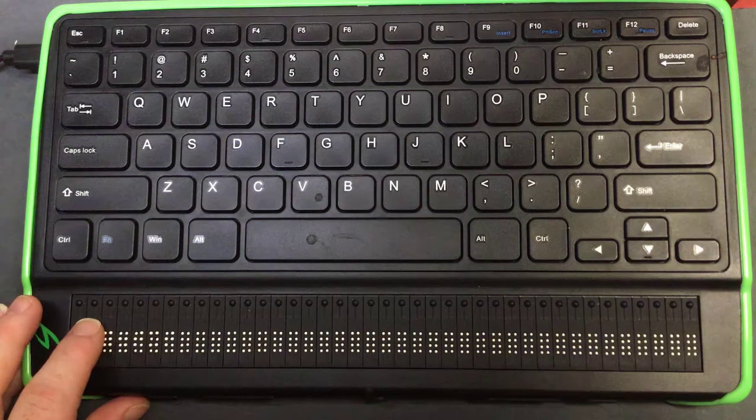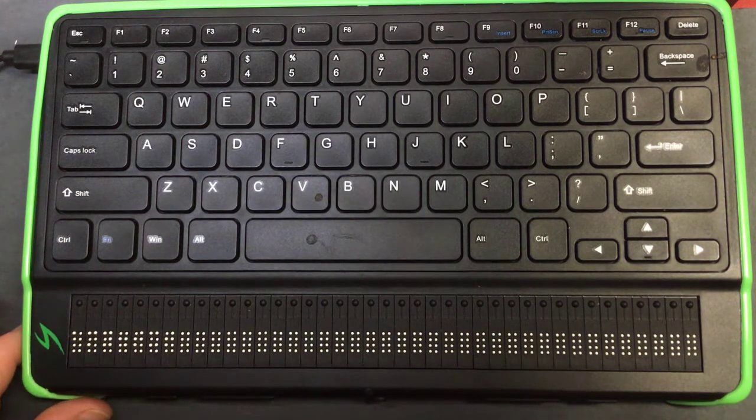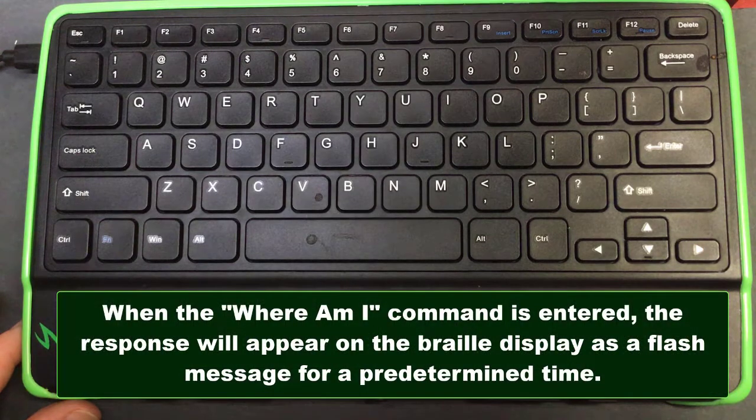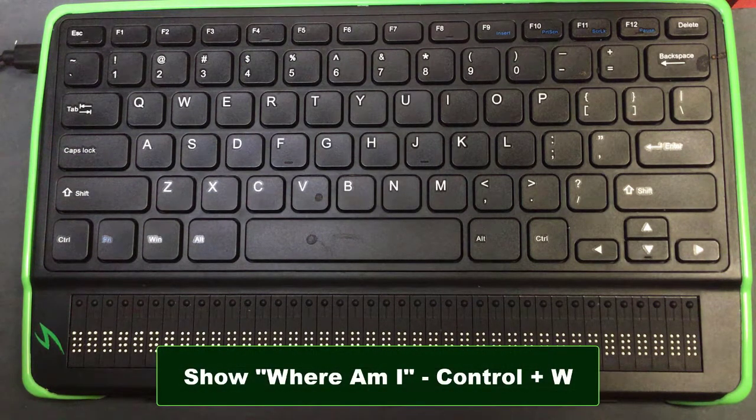The Where Am I function allows you to display the path of your current location on the Braille display. It's similar to finding that path when you open the information pane about a particular file or folder. The only difference is that this will occur as a flash message. So the path will appear for a very brief time, or maybe longer, depending on how long your flash messages show up for, and then it will disappear. To display Where Am I, press Control plus the letter W, similar to locating your spot within a book or a file that we have talked about in the past.